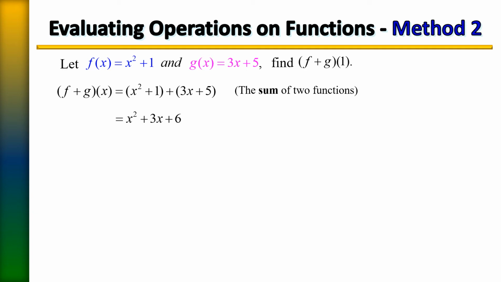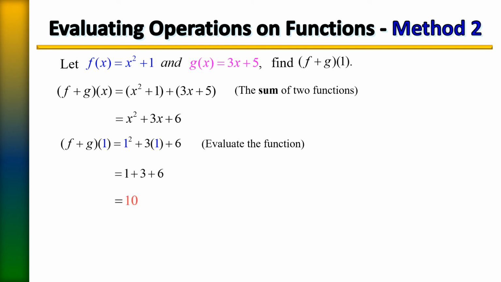And now that we have their sum, we can evaluate that for 1. In other words, remove all the x's and now plug in the 1 and do the math. 1 squared equals 1. 3 times 1 is 3, so we're going to add 1 plus 3 plus 6, and when we do that, we also get 10, the same answer as we did in method 1.